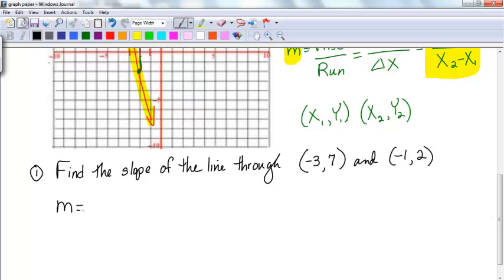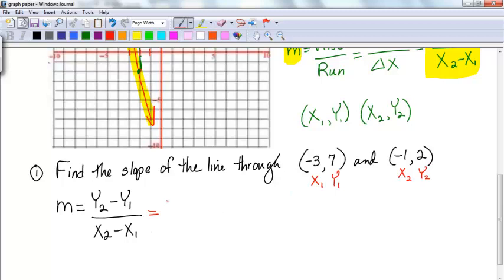And I'm a firm believer in write the formula down, substitute in. So m equals y sub 2 minus y sub 1. It's always the rise, the up and down values, over the run, x sub 2 minus x sub 1. Take either one of those ordered pairs, I don't care which one, label one of them x sub 1, y sub 1, and label the other one x sub 2, y sub 2. You have to have an x and a y in both ordered pairs. Then you fill into this formula.